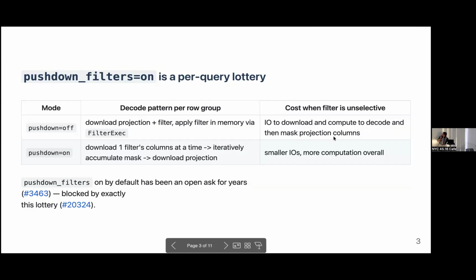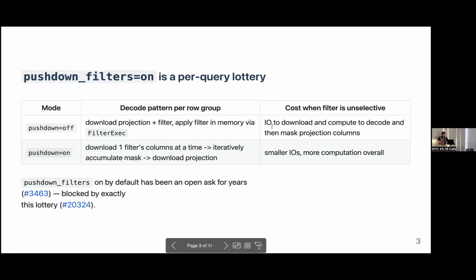In DataFusion, there's an option called push down filters on, and it makes some queries a lot faster, some queries slower. I'm essentially calling it a per query lottery. You have to statically decide. We at Pydantic have decided we turn it on by default for all queries, and that makes some queries a lot faster, but it does make some queries a lot slower. DataFusion itself as a project has been contending for years now with whether to turn this on or not, and we can't turn it on because it'll regress some queries but make others faster.